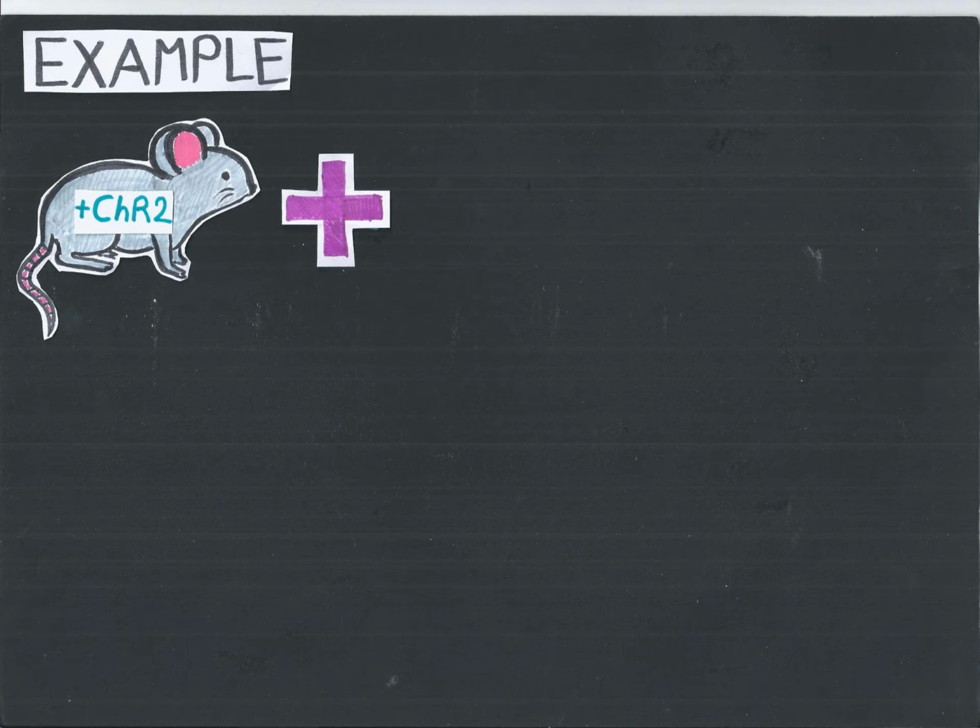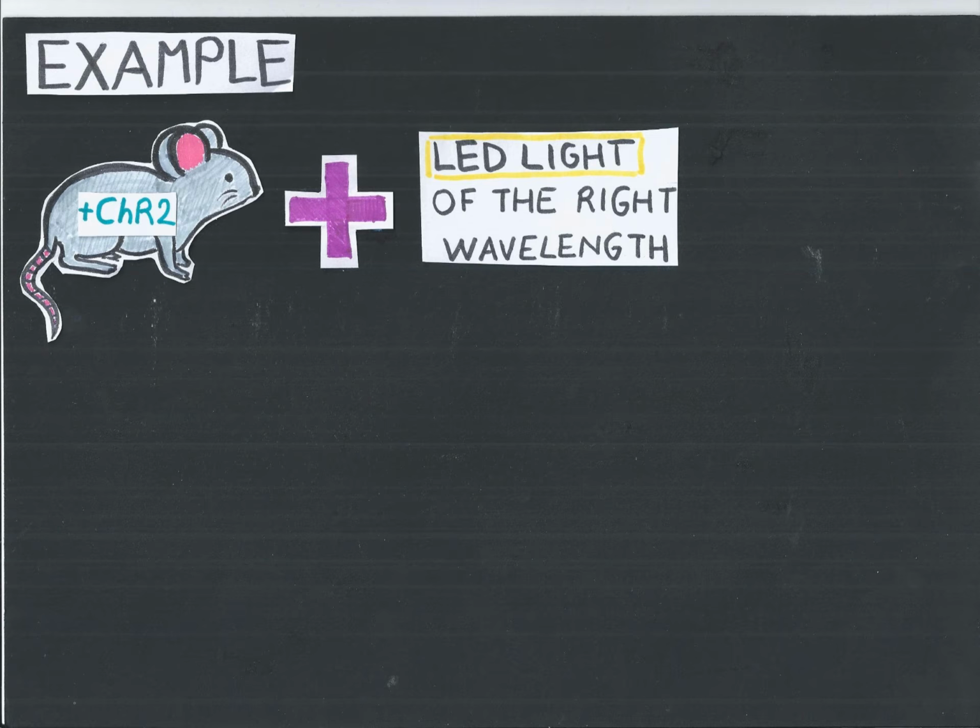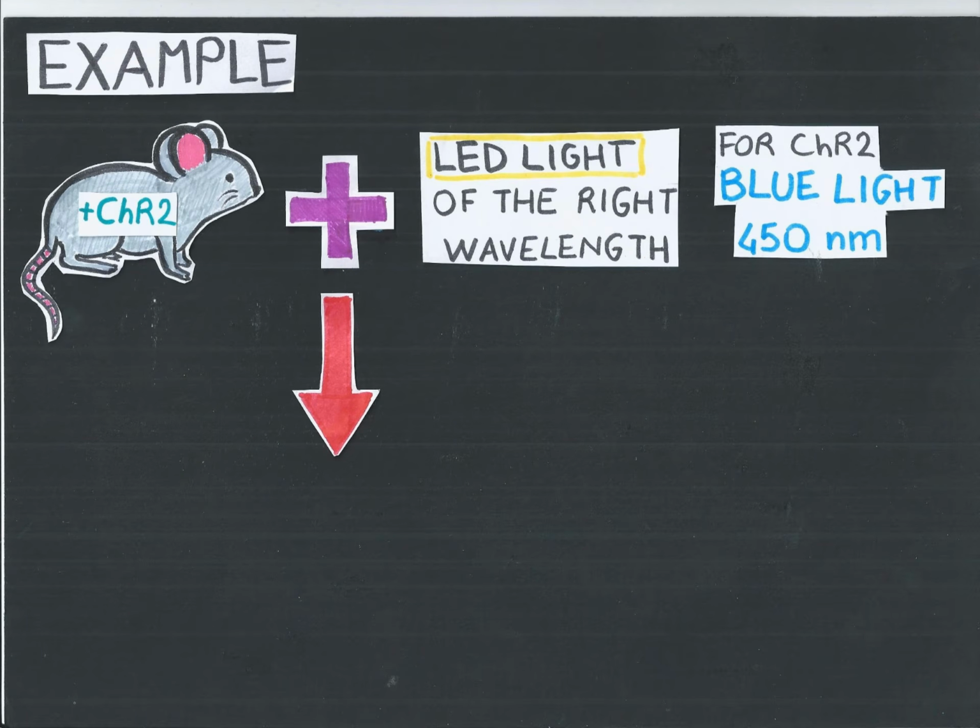And then you have this lovely mouse and you take an LED light that must be of the right wavelength, because each opsin opens at a different wavelength. Channelrhodopsin opens with the blue light at 450 nanometers, but halorhodopsin opens with a green-yellow light.